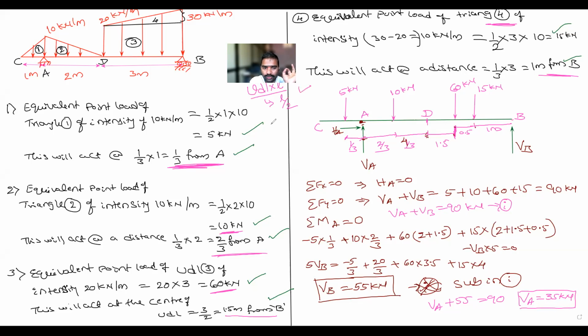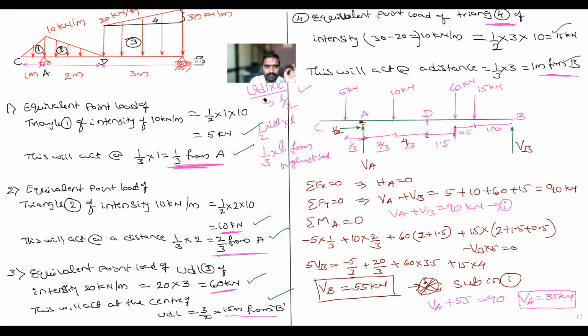Next is triangular load. Triangular load का क्या है? Intensity is W into its length, into half. This is point load हो गया. Where will this act? This will act one third of its span from the highest loading. This one only you have to remember. Triangular है तो triangle का formula with one third from the highest loading. UDL है तो UDL into its span, that is center of the UDL.